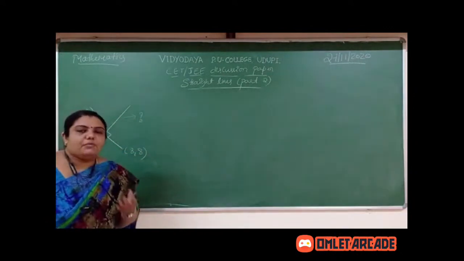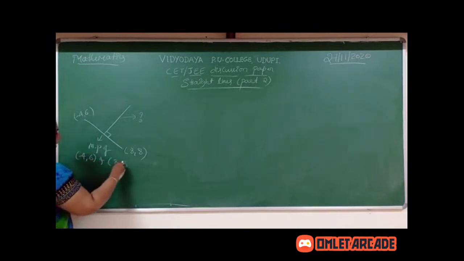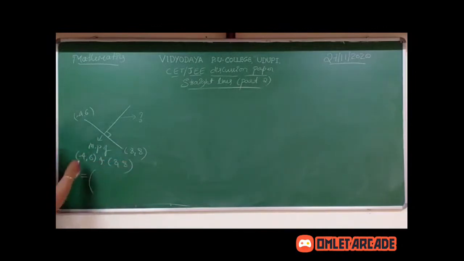Again, to find the equation of a line, minimum what we need, students? A point and a slope. First, let me find the point. Since this line is bisecting perpendicularly the line joining these 2 points, this is actually the midpoint. Midpoint of what? Minus 4, 6 and 8, 8. Can you find it directly here? Minus 4 plus 8 is 4.